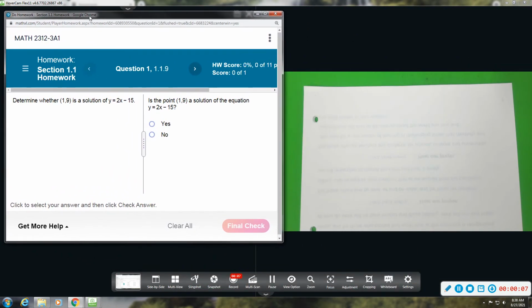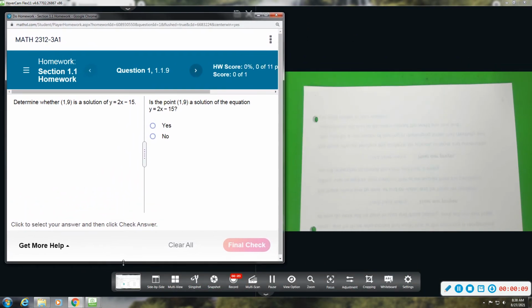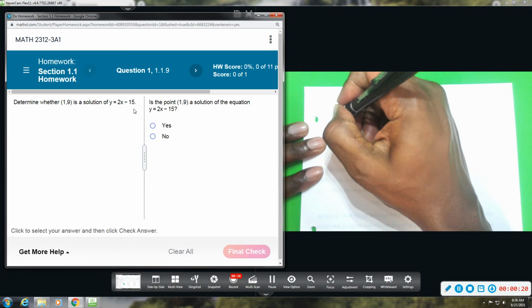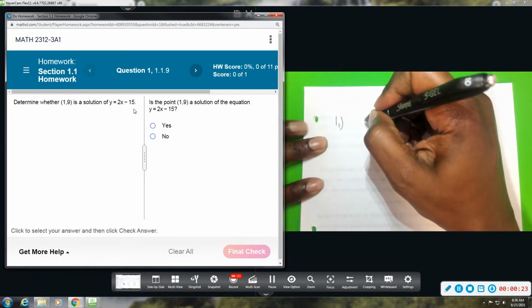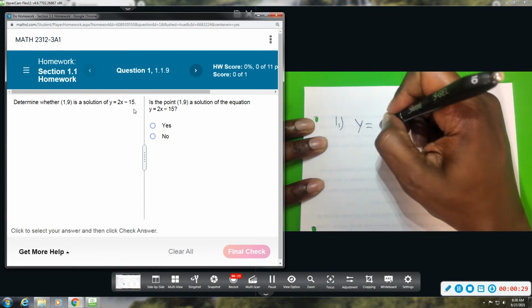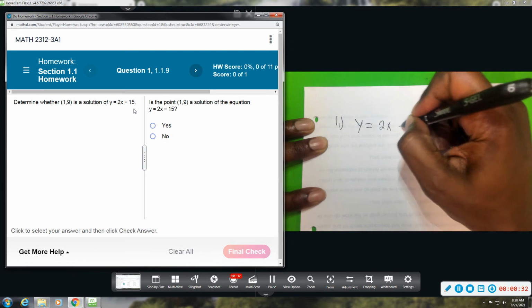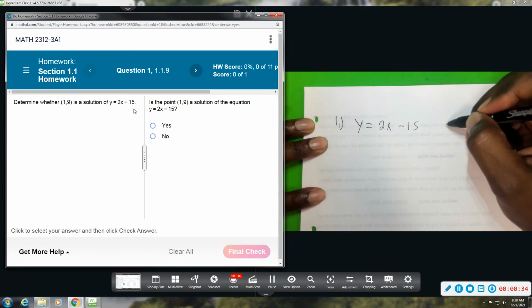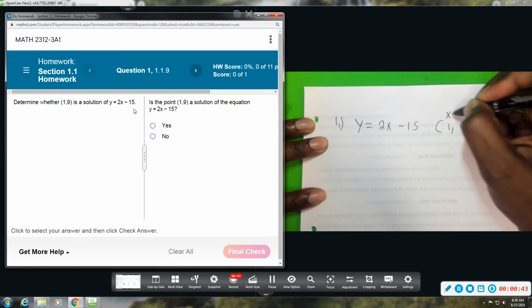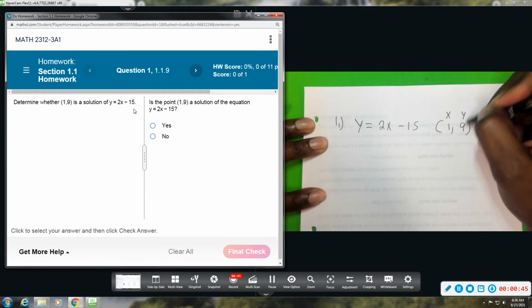Okay, so number one, section 1.1, we want to determine whether this ordered pair 1, 9 is a solution for this equation y equals 2x minus 15. In order to do that, all we're going to do is write down our equation, y equals 2x minus 15, and we have this ordered pair 1, 9. What you need to be aware of is that the first coordinate of the ordered pair is the x value, the second coordinate is the y value.